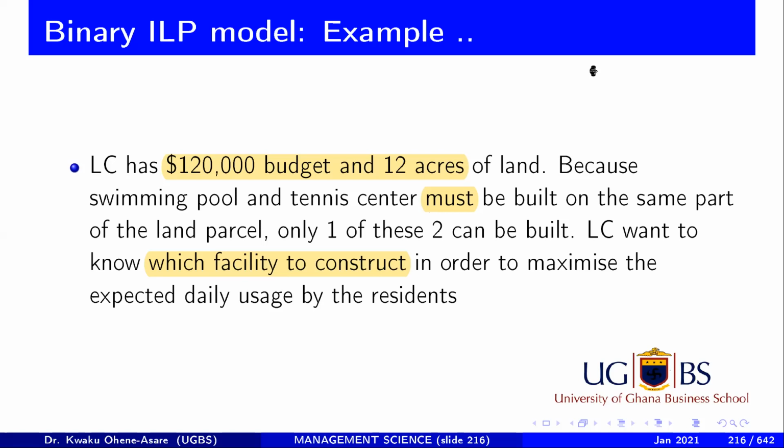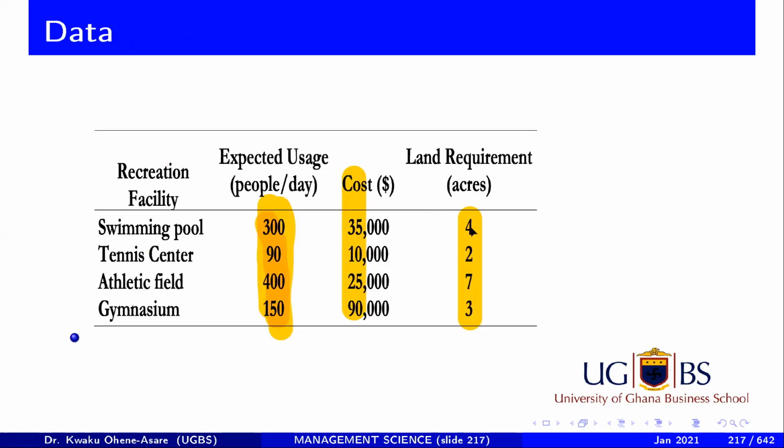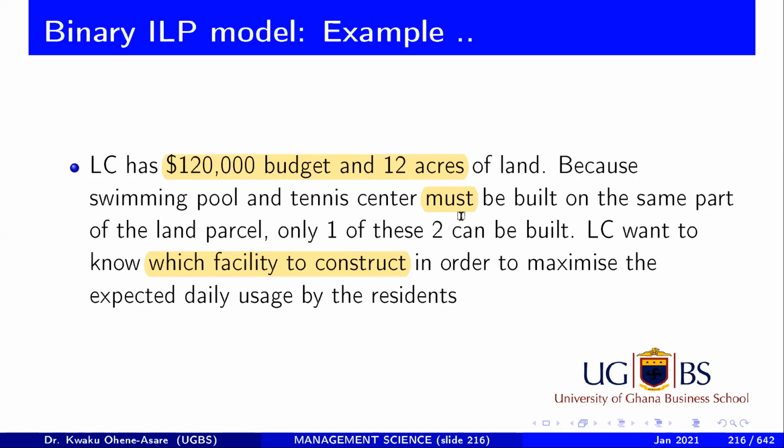Now, let me tell you why you can't do that. Because when you go to the land requirement for swimming pool, it is what? 4. And the land requirement for tennis is what? 2. So it means that you can't put the 4 and the 2 on the same piece of land, because that particular land cannot handle 6 acres. It's not able to handle 6 acres. So the question is, only one of these can be built. So how do you write that?